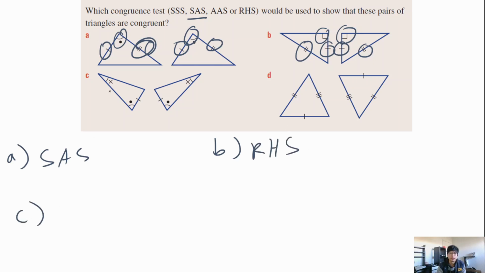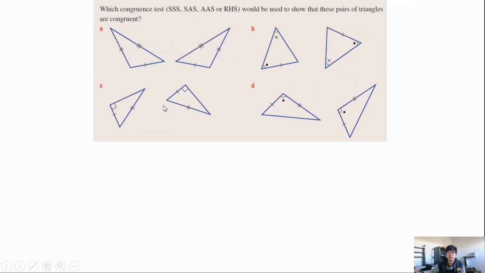Question C, I have angle, angle, side. We have two angles that are the same and one side that's the same, so that will be AAS, angle, angle, side. And question D, I have three pairs of same side length, so that means it is SSS, or side, side, side. Alright, now it's your turn. Let's just pause the video on these questions, have a go at these questions by yourself, and just unpause it when you're ready to go through them with me.